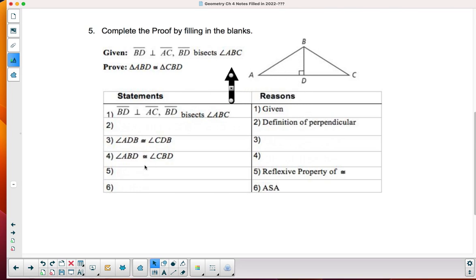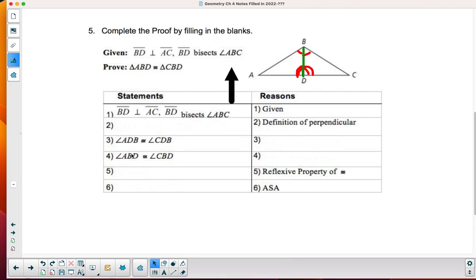So I can talk about this angle here and this angle here being congruent. Then I've also got this angle and this angle over here being congruent because perpendicular lines make right angles and all right angles are congruent. And lastly, I will have BD congruent to itself because of the reflexive property. So those are the steps I'm going to be running on this proof.